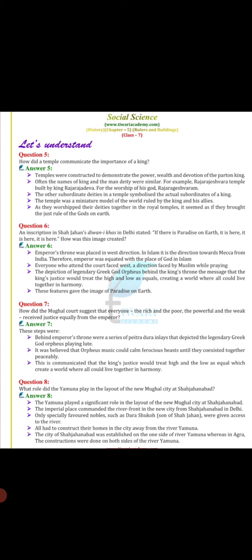The other subordinate deities in the temple symbolized the actual subordinates of the king. The temple was a miniature model of the world ruled by the king and his allies. As they worshipped their deities together in the royal temples, it seems as if they brought the just rule of the gods on earth.